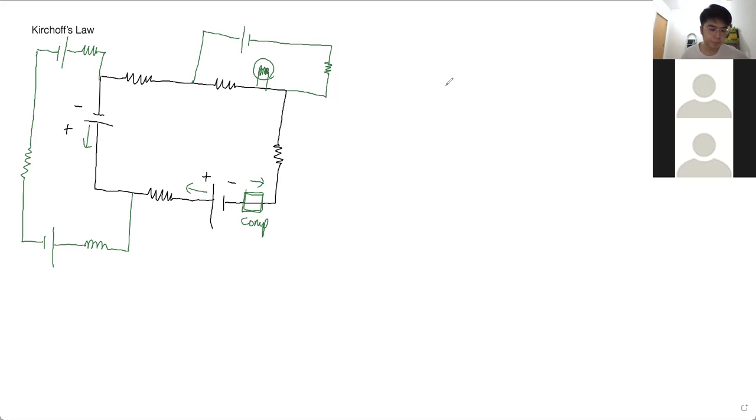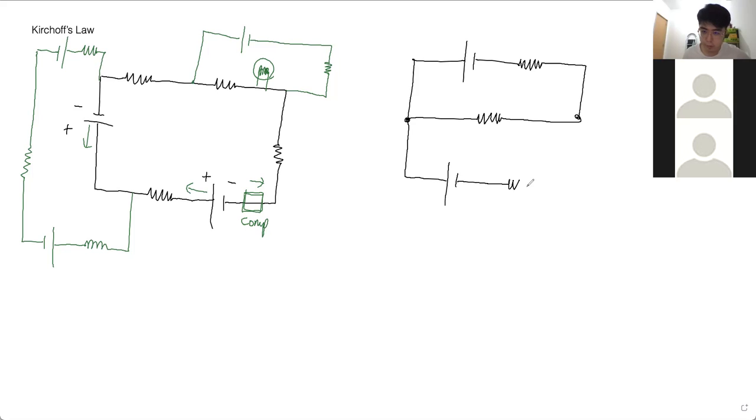Now, let's take one example of a very simple complex circuit. Okay, it is very simple, but it still looks complex. So let's take one example here. Then we have one more. Okay, now E1, E2, R1, R2, R3. Here we have an example of a very simple complex circuit.